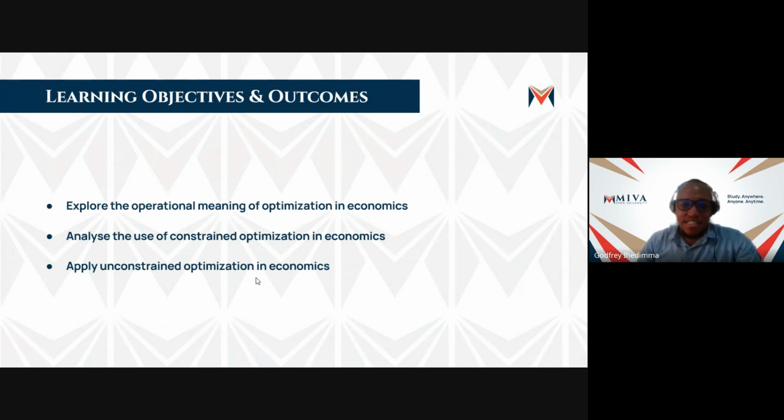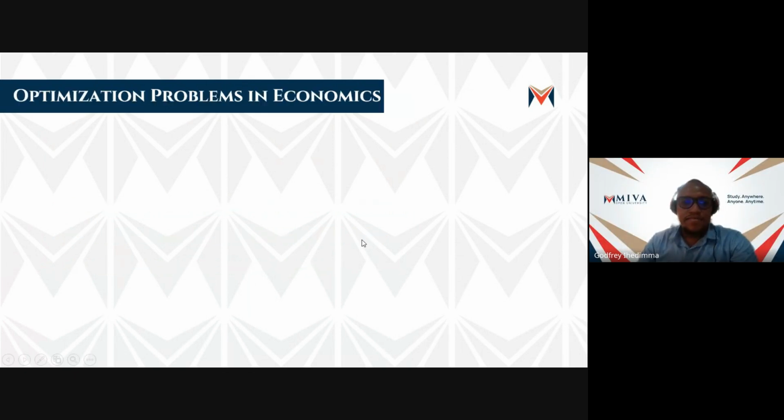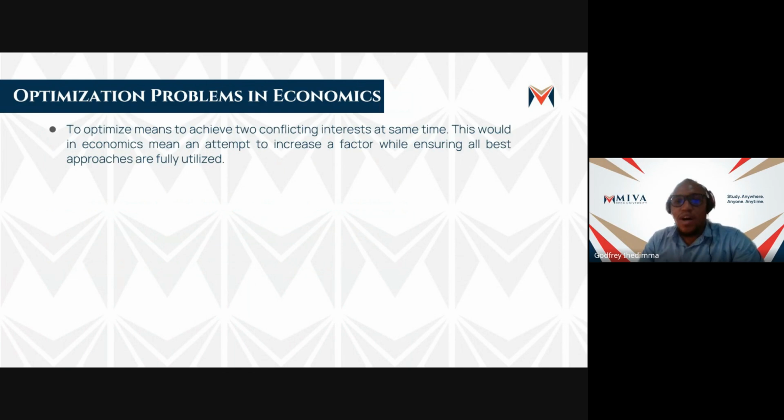Okay, so having seen the objectives of the class, we can now move on. Now, to optimize means to achieve two conflicting objectives. So I want to maximize the use of something while minimizing some other factor. So this within economics means an attempt to increase a factor while ensuring all best approaches are fully utilized.